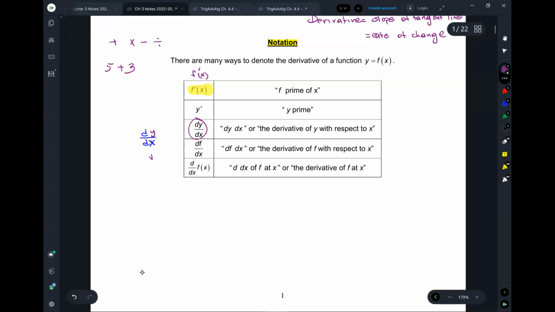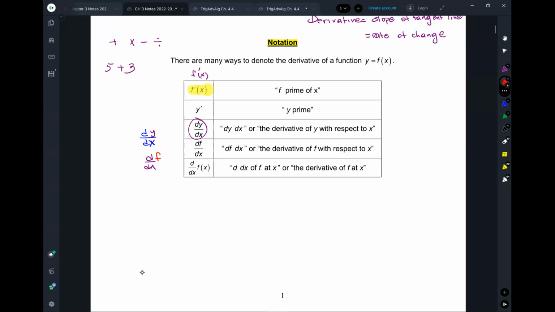Similarly, the d dx on its own is an operator. It's like a plus or a minus or a division symbol. So when you see that in conjunction with some other function, f, you know to take the derivative of that function. So this will be read as df dx. And another way to write it is d dx of f of x. All these are different ways of writing the same exact thing.